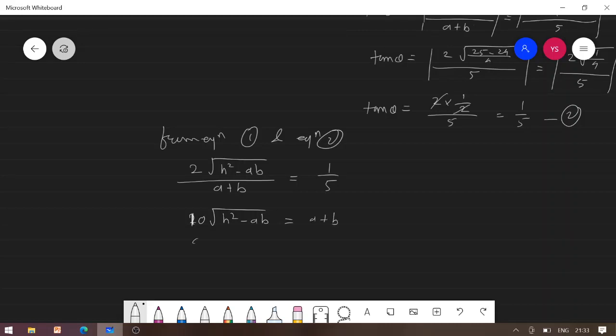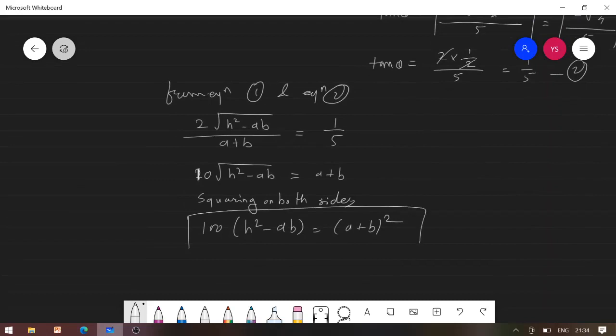So squaring on both sides, we get 10 squared as 100. Square root and square getting cancelled, we have 100(h² − ab) equal to (a + b)². Hence we have our proof. Hence proof.